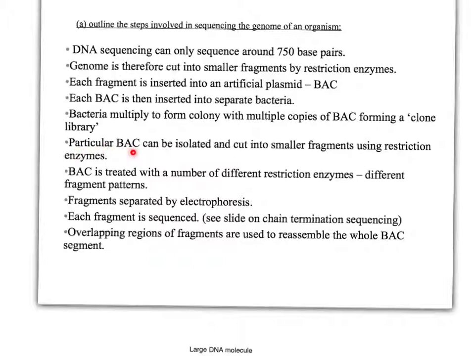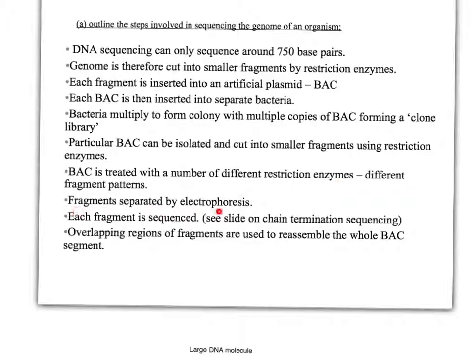Okay, so once you've got a particular BAC that you're trying to sequence, you isolate that BAC, and then you would remove the fragment of the human genome that you're looking at. You then cut that up again with restriction enzymes into even smaller pieces of DNA, bits of DNA small enough to sequence using our Sanger sequencing, which we talked about in the last slide. But also, we would treat our BAC with a series of different restriction enzymes, so we get different fragment patterns. And we'll see why that's important in a minute.